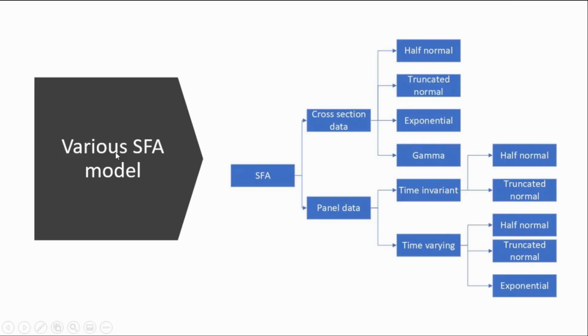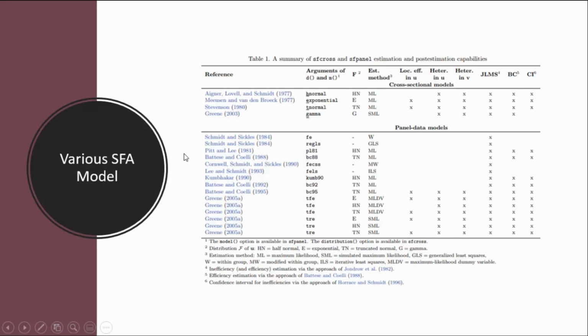There are models in SFA for cross-section and panel data. For both, there are half normal, truncated normal, exponential, and gamma. And for panel there are two types, time invariant and time varying. This is summarized from both models, the cross-section and the panel data. For cross-section data, this is half normal, exponential, truncated normal, and gamma. This is the model, and this is the maximum likelihood. And this is for panel data. There are some models here.